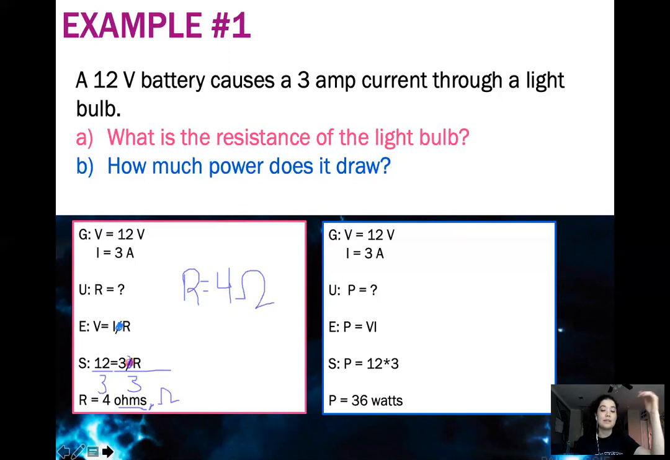Please make sure you write down these examples. Don't make the same mistake I did with division. It's multiplication. Sorry about that. And then when you're ready, we're going to move on and do another example.